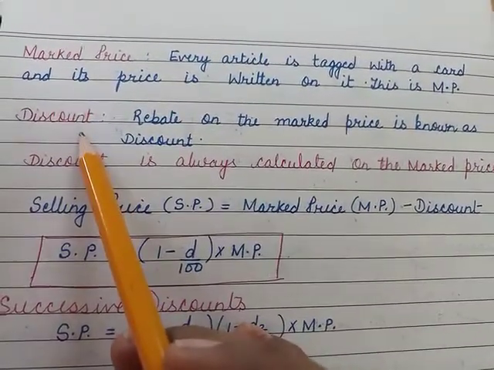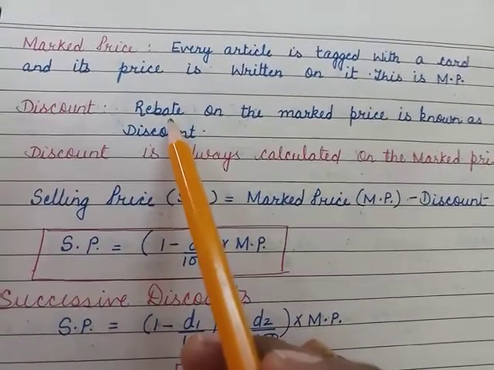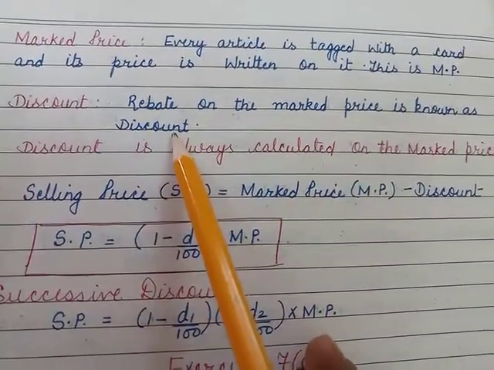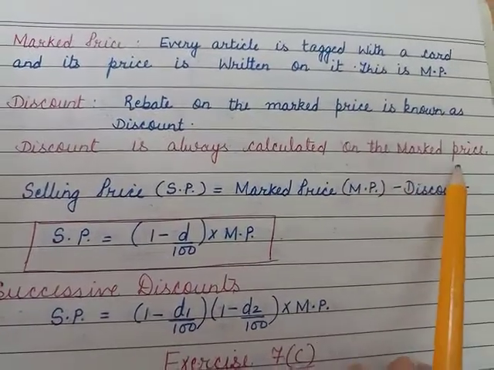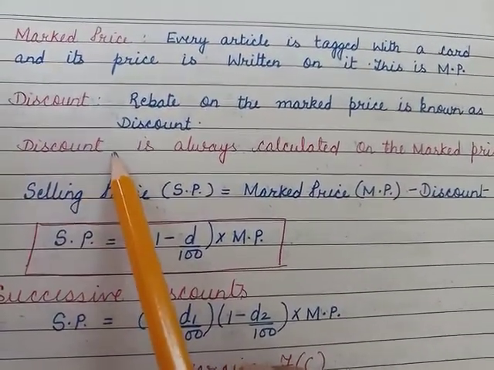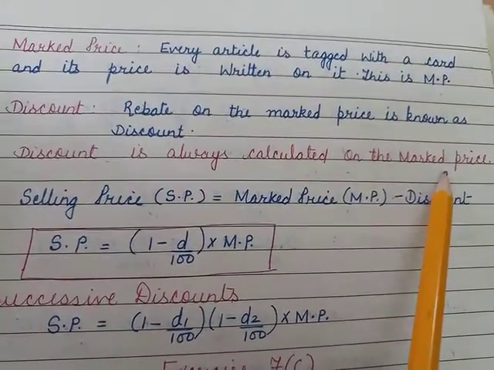Then we discuss the second term, that is discount. You are well aware about the discount. Rebate on the mark price is known as discount. Discount is always calculated on the mark price, children. This is a very important line. Whenever you are going to calculate discount percent, you are going to compare it with the mark price.